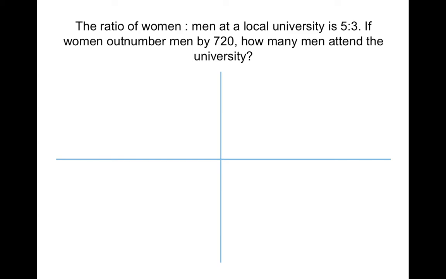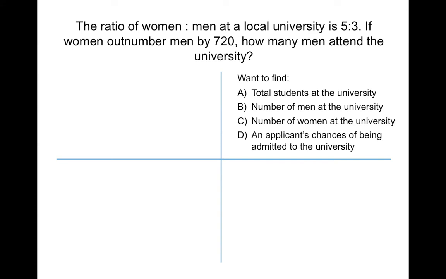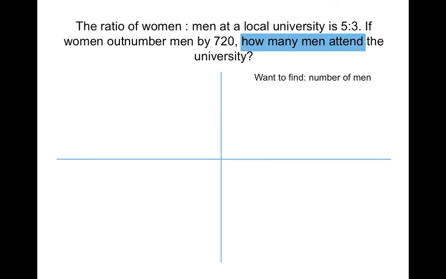Before tackling any problem, it's important to clarify what you're trying to find. So if you need to, read through the problem again and select what it is asking us to find. The total students, how many men, how many women, or what are your chances of admission? Right here, the problem is asking us to find how many men attend the university. Okay, so we'll keep that in mind. What information does the problem give us? Well, it tells us that the ratio of women to men is 5 to 3.